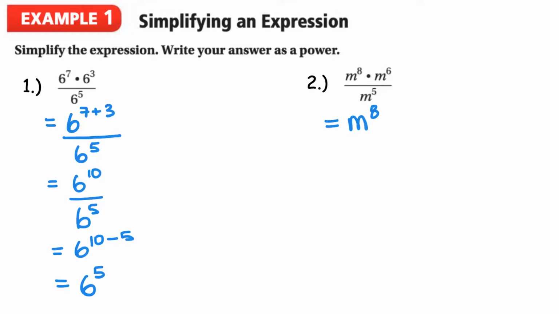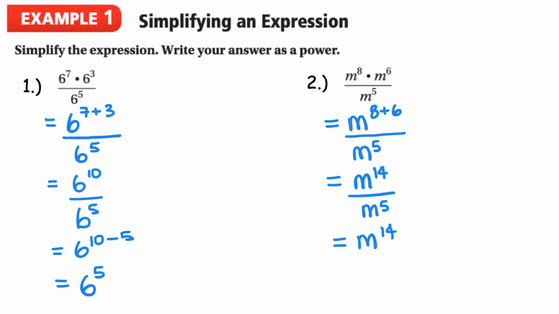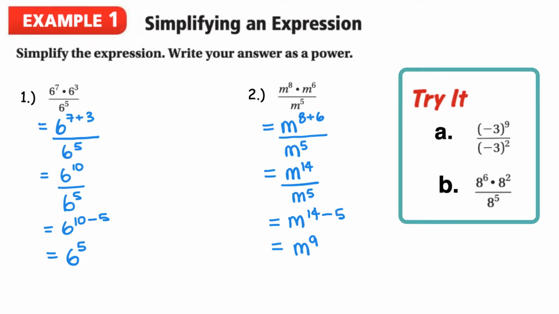So m to the power of 8 plus 6 over m to the power of 5, and then we can evaluate the numerator section, so m to the power of 14 over m to the power of 5, and we get m to the power of 14 take away 5, which we get m to the power of 9. So now that we've gone over those two examples, take a moment to try these two out on your own.